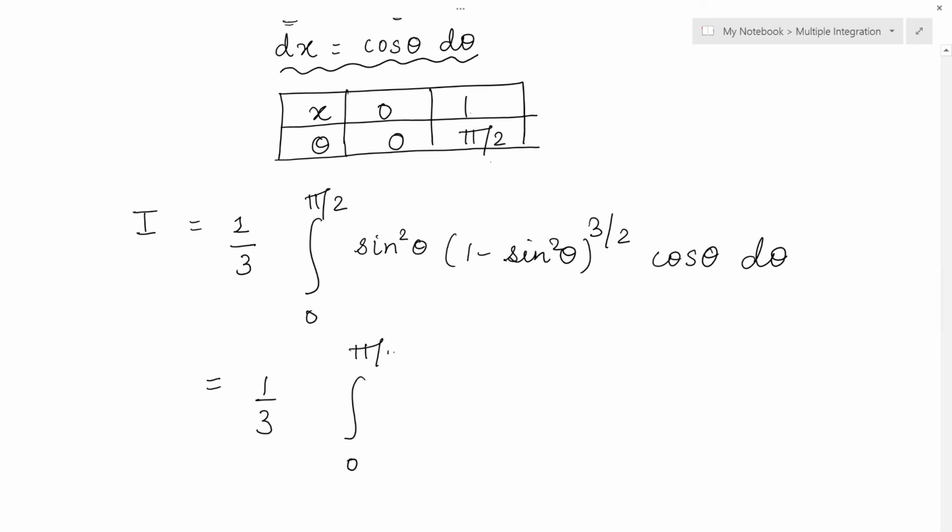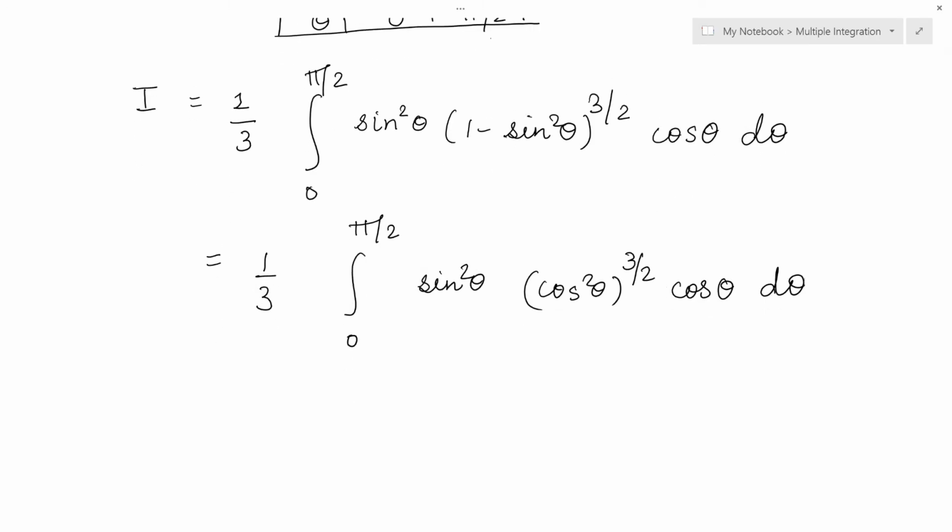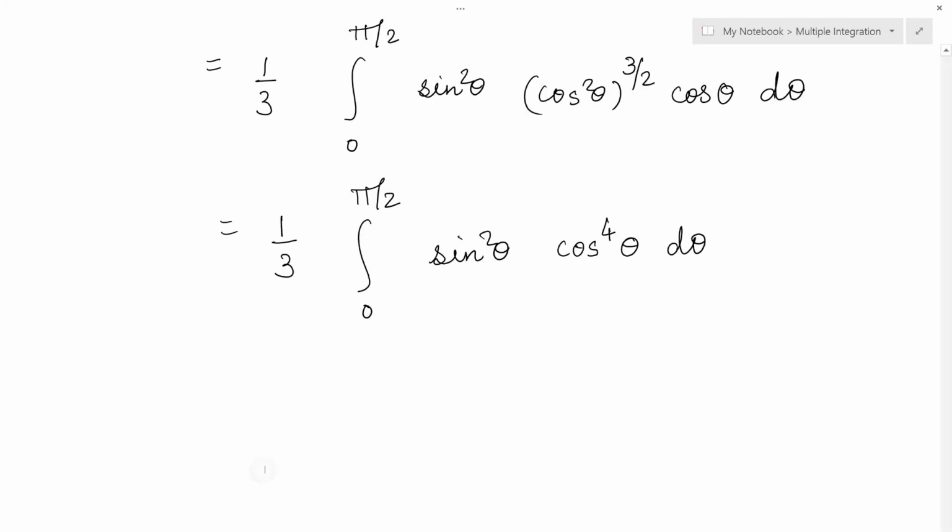0 to pi by 2, this will be sine square theta. You know that 1 minus sine square is cos square, and this will be cos square theta raised to 3 by 2. This 2 will get cancelled. And then cos cube and cos will become cos raised to 4. So this will be sine square theta and this will be cos raised to 4 theta. Now in the last unit we have studied the reduction formula, so we will apply that reduction formula over here and get the answer.